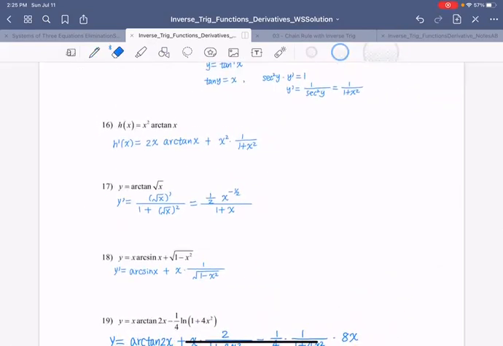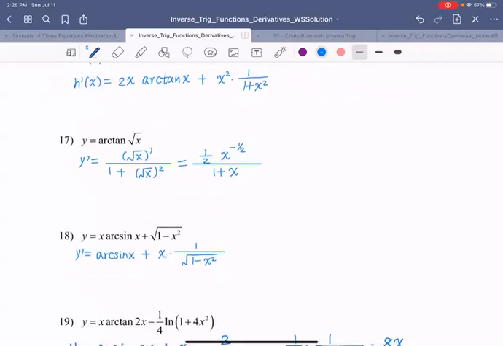Next. And plus 1/2, and then times 1 plus x squared to the negative 1/2. Negative 2.